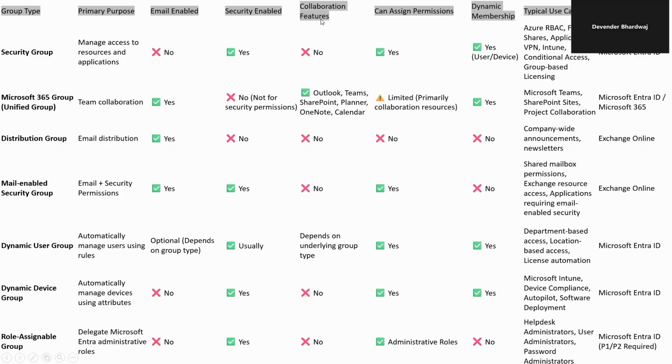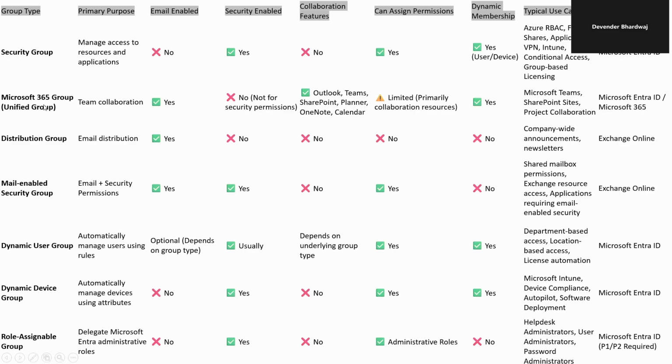Security groups do not have a collaboration feature. We can assign permissions for security groups. We can use dynamic membership type for users as well as for devices. Typical use cases: Azure role-based access control, file share, applications, VPN, Intune, conditional access, group-based licenses. For all these purposes, we can use security groups, and we can create security groups from the Entra ID portal.